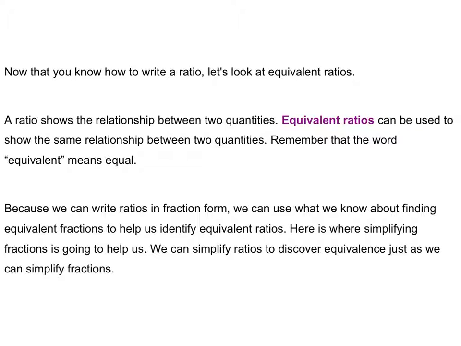So now that we know how to write a ratio, let's look at writing equivalent ratios. Now, a ratio shows the relationship between two quantities. Equivalent ratios can be used to show the same relationship between quantities. Remember that the word equivalent means equal. Now, since we can write ratios in fraction form, we can use what we know about finding equivalent fractions to help us identify equivalent ratios. Here's where simplifying fractions is going to help us. We can simplify ratios to discover equivalents just as we could simplify fractions.